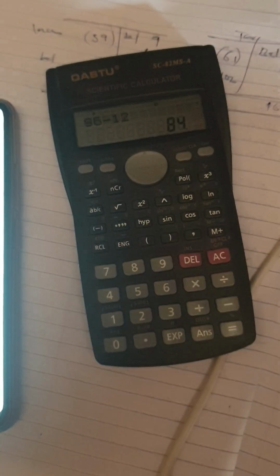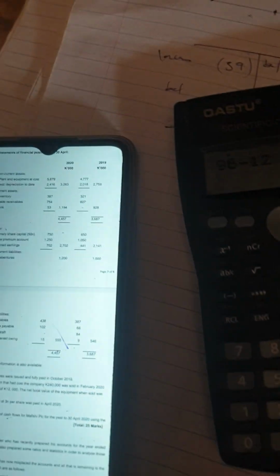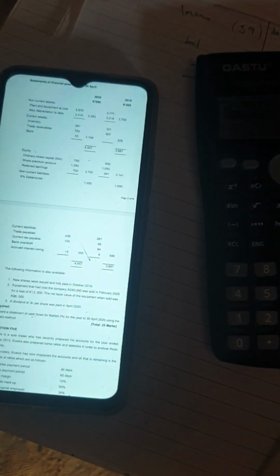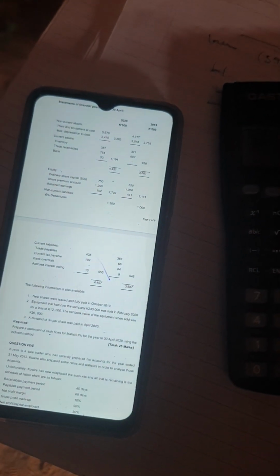That's why they've made the loss of 12. So 96 minus 12, which means they sold it at 84. That's why there's that loss of 12. If they sold it at no loss, no profit, it was supposed to be 96,000 because that was the value of the items. But now they sold it at 84, which means they have that loss of 12.